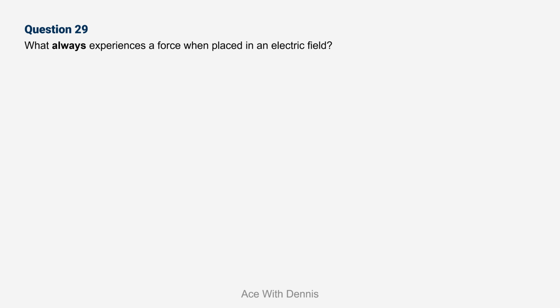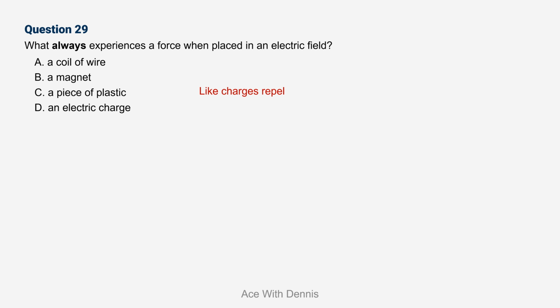Question 29. What always experiences a force when placed in an electric field? A, a coil of wire. B, a magnet. C, a piece of plastic. Or D, an electric charge. Okay, so to answer this question, we need to know that like charges repel and unlike charges attract. So because of this, an electric charge will experience a force when placed in an electric field.